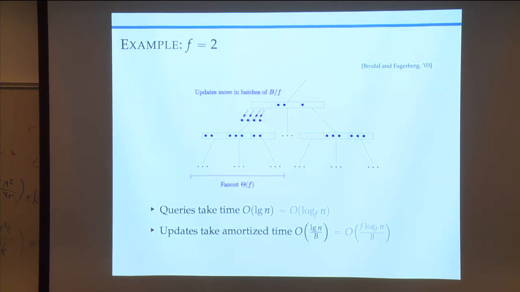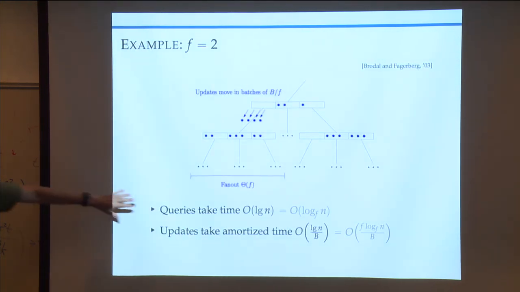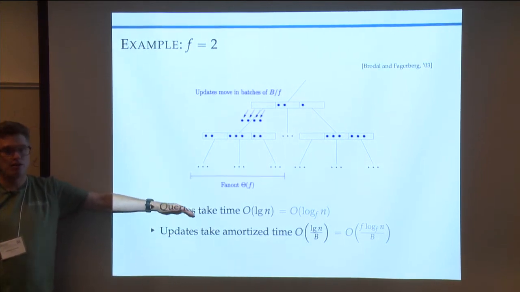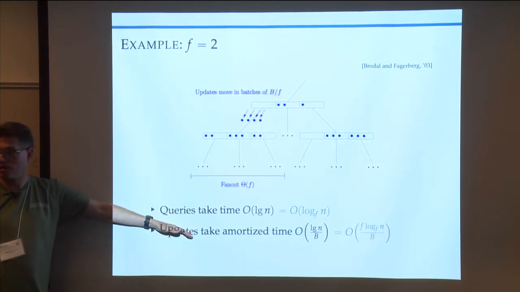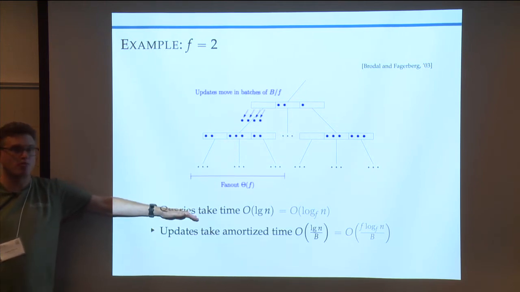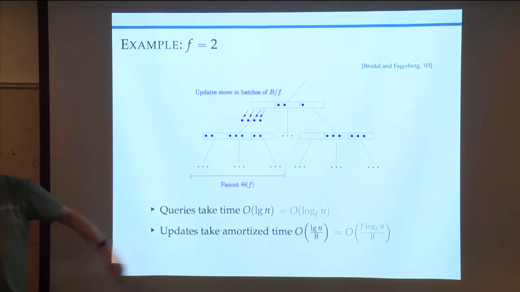OK, so now there's actually this trade-off, because the smaller you make the fan out, the slower you make queries, even asymptotically slower, but you really improve insertions by a lot.